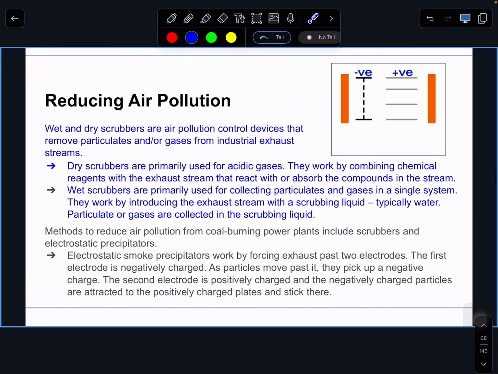Next, we have dry scrubbers and wet scrubbers. Before you write anything down, wet and dry scrubbers are air pollution control devices that remove particles and/or gases from industrial exhaust. So basically, this is only used in industrial sectors. Dry scrubbers are used for acidic gas, while wet scrubbers are used for collecting particulates in gases in a single system. If you write nothing else down, write those two lines that I have underlined. So really, dry scrubbers are used for acidic things, whereas wet scrubbers are used for particulates. So dry scrubbers are used for gases, wet scrubbers are used for solids.